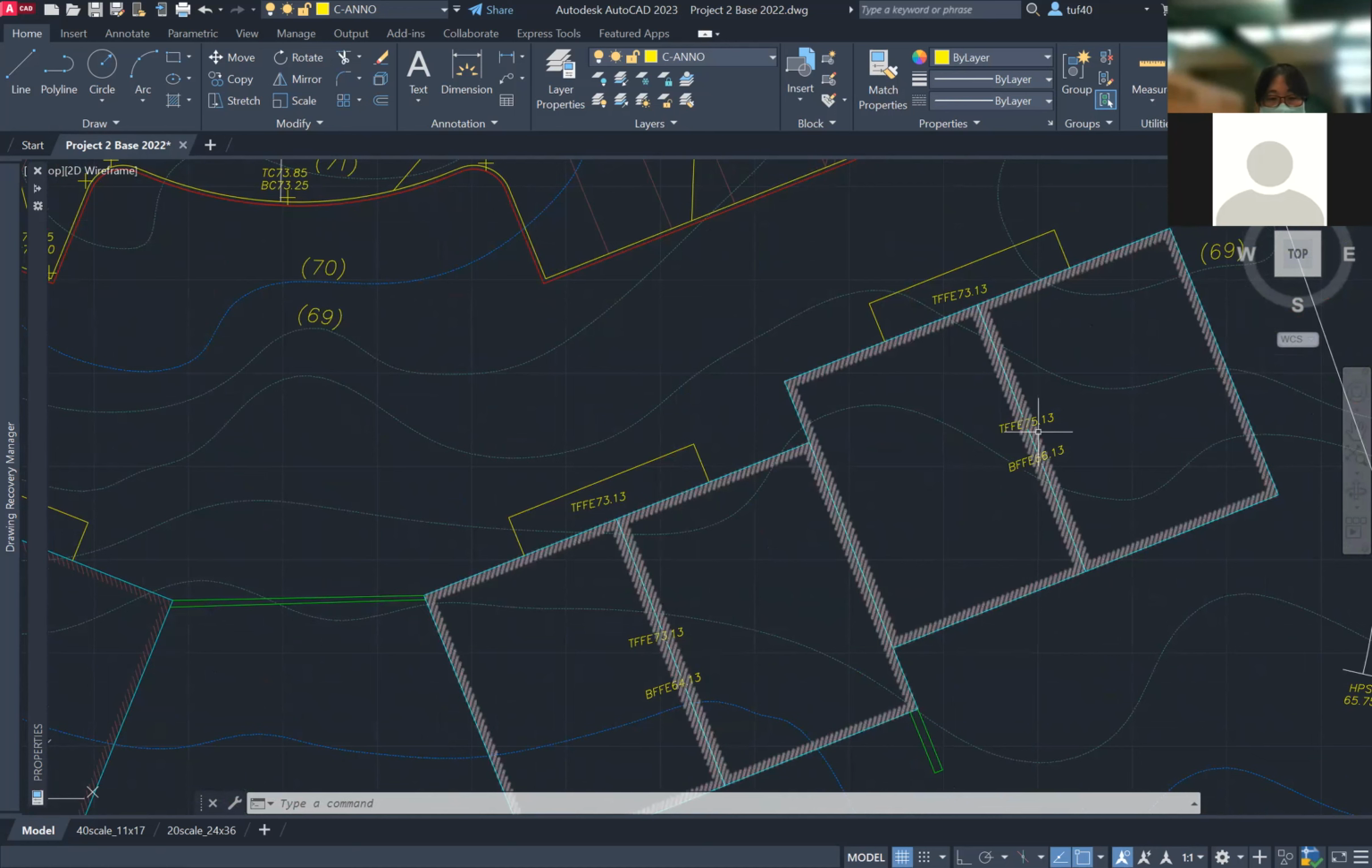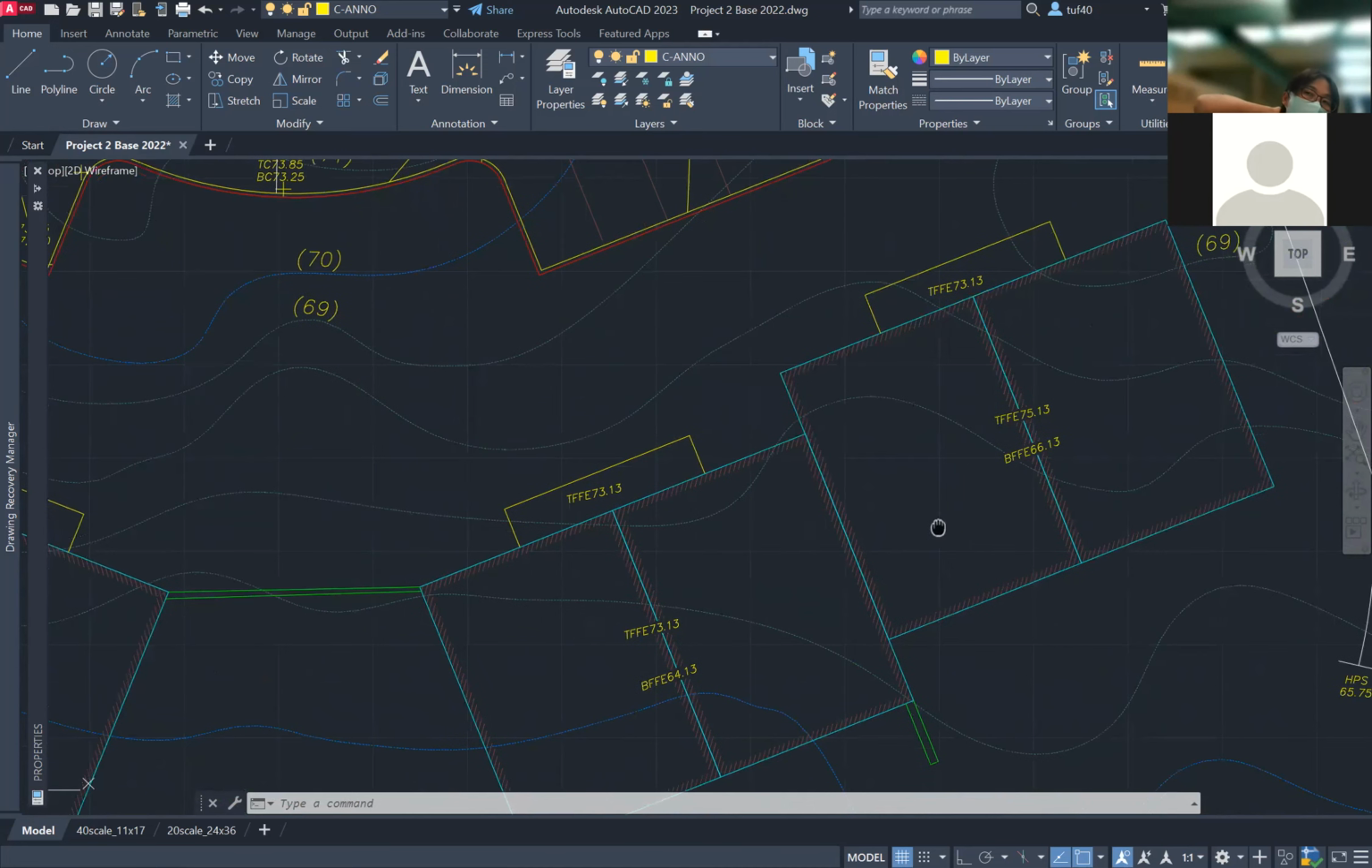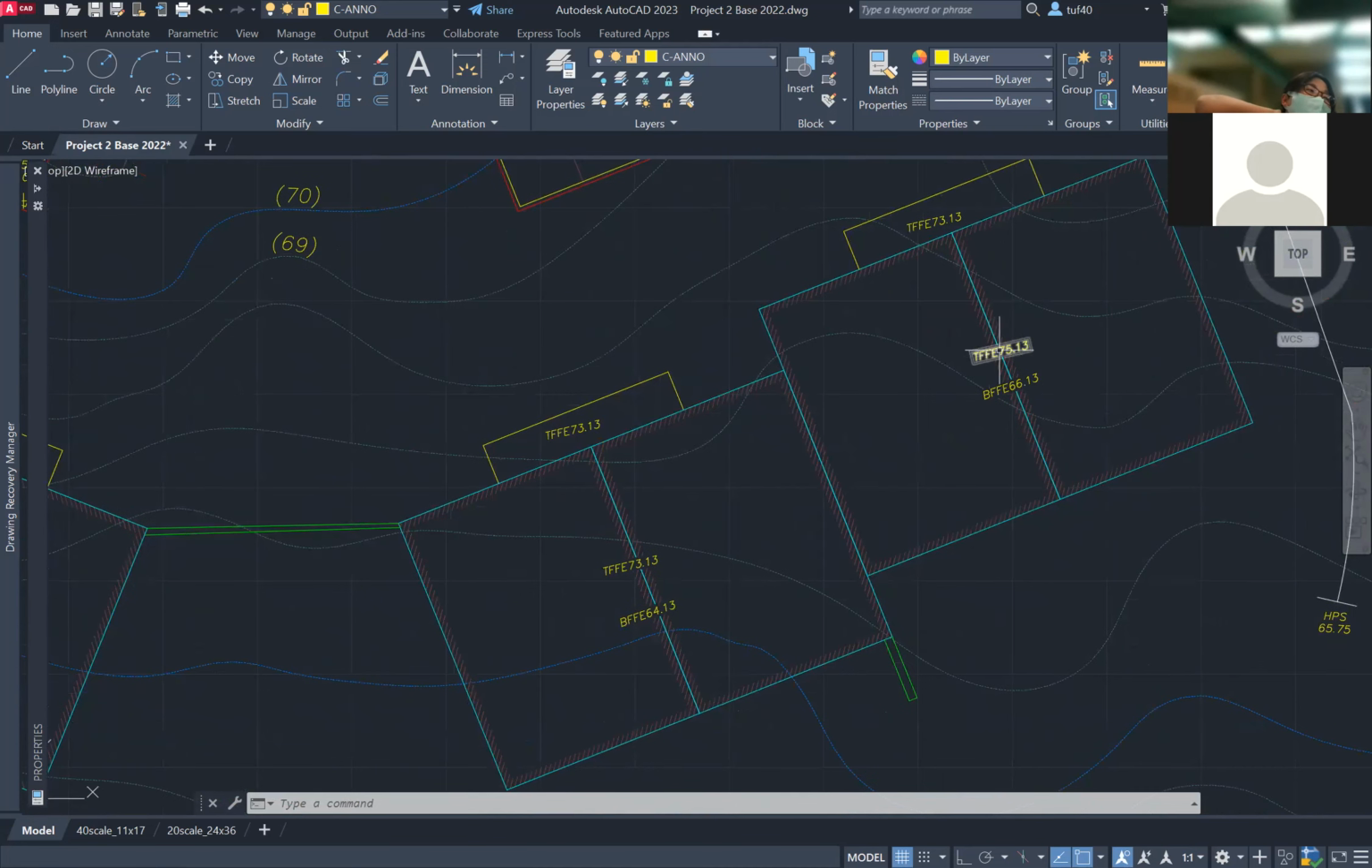You can use the same as the unit, the house beside you. 73.13 should work. Yes, both of them are 73.13. That may mean you need to add a step, but that's probably just what you need to do.